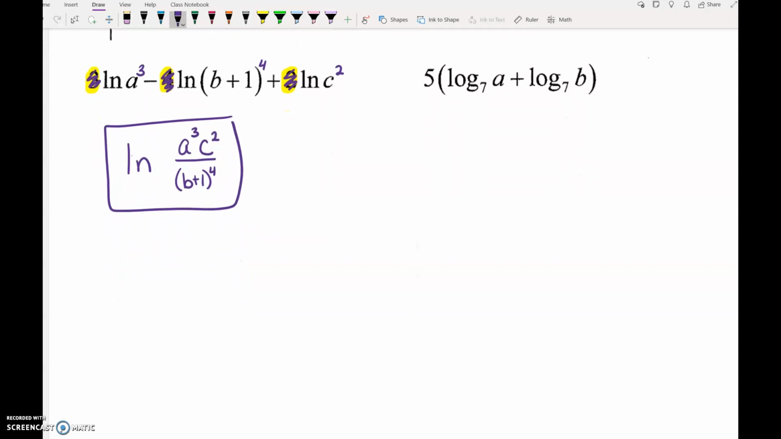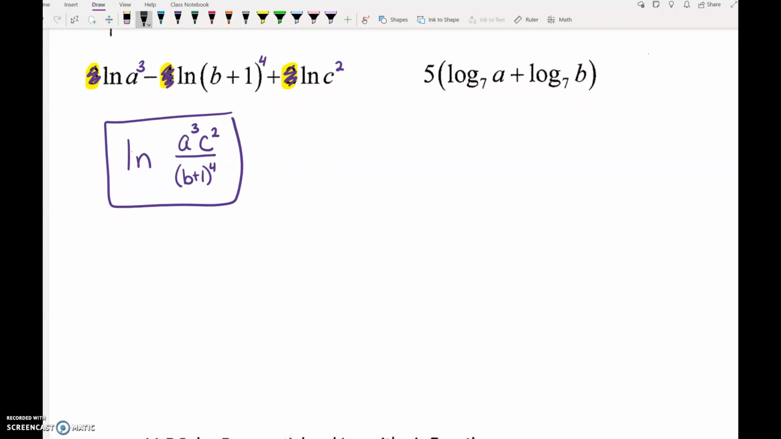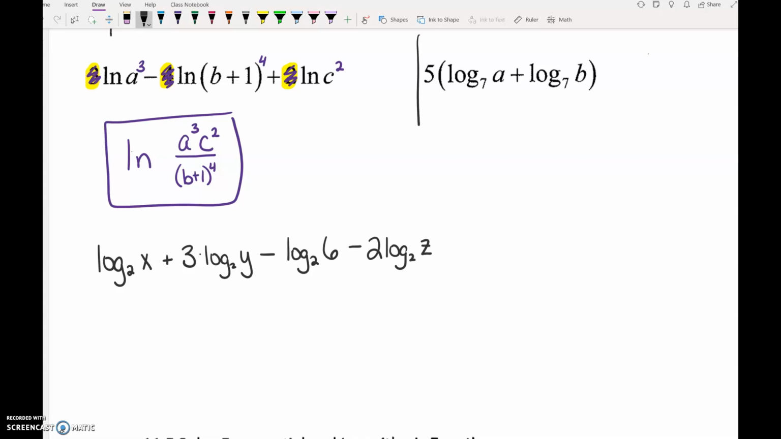Now I want to do another one of these to show you what it would look like when it isn't like that. So let's do log base 2 of x plus 3 times the log base 2 of y minus the log base 2 of 6 minus 2 times the log base 2 of z. Kind of cutting it close in there. So pause the video, give this one a try on your own.